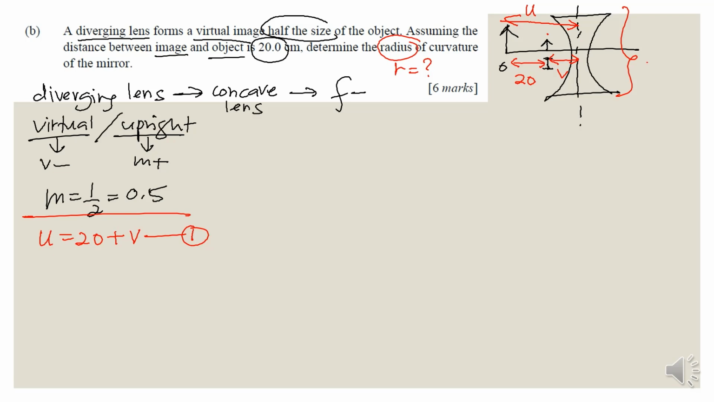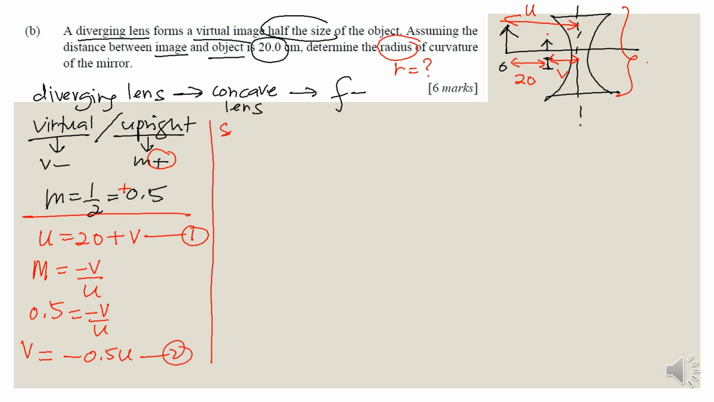Okay, so daripada sini kita dapat satu equation. Daripada magnification negative V over U, kita akan dapat satu lagi equation, iaitu M kita positif sebab upright. Okay, so negative V over U, so V sama juga dengan negative 0.5 U. So ini equation yang kedua.